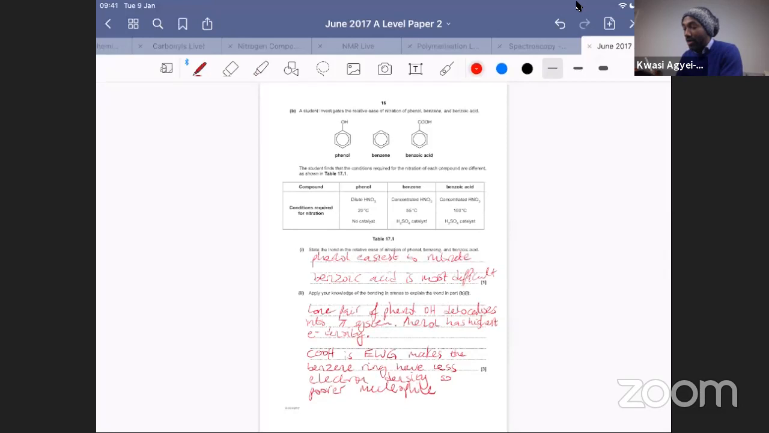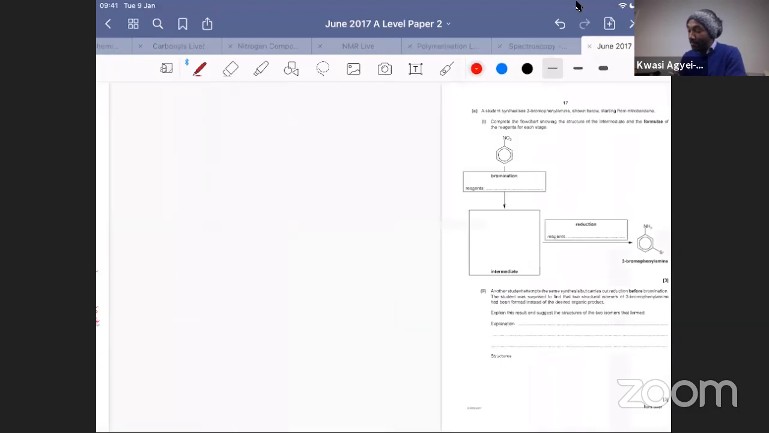Okay, so we need to consider the two groups attached to the benzene ring. The OH group is an electron donor, and will enrich the pi system when the lone pair delocalizes into the pi system, whereas the carboxylic acid group pulls electron density out of the pi system so that it's got less electron density, making it a poorer nucleophile. Of course, benzene will be in the middle because it has no substituent. Okay, so applying some of what we've just been looking at.